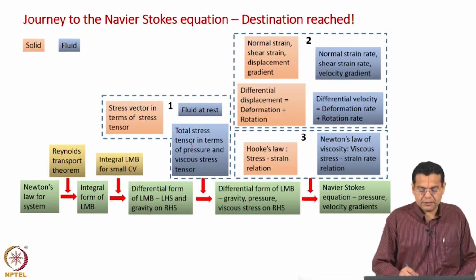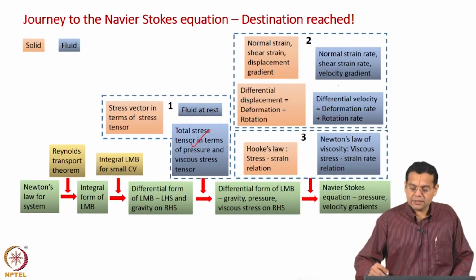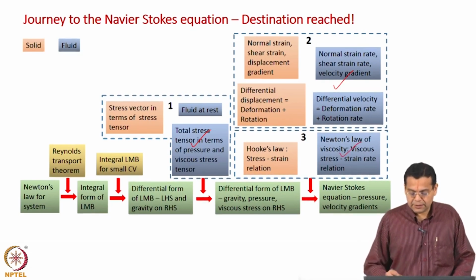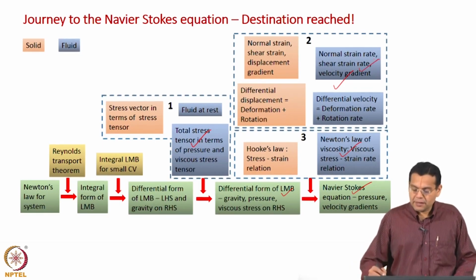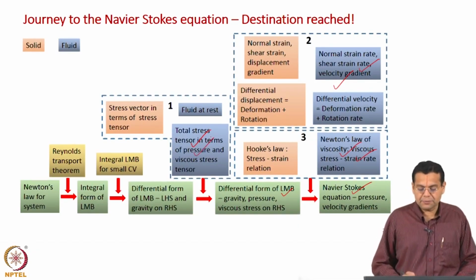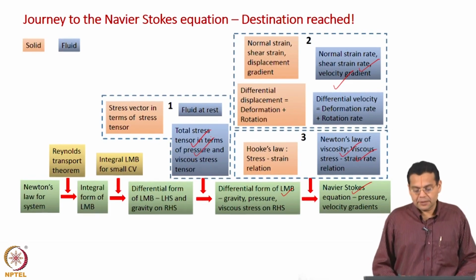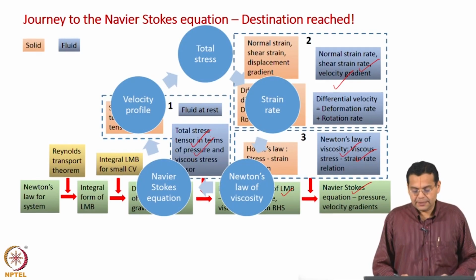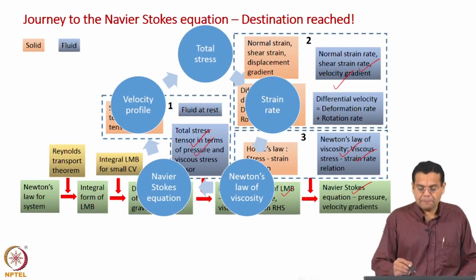We discussed viscous stress, total stress, then we discussed strain rate, related viscous stress and strain rate through Newton's law of viscosity, and substituted in the linear momentum balance to derive the Navier-Stokes equation. Now, we use the Navier-Stokes equation and find the velocity profile. Once I know the velocity profile, I can know the components of the strain rate tensor. I can find out the viscous stress tensor components using Newton's law of viscosity. Of course, it means this becomes known. Of course, we can draw the stress element as well. So, in one way, we have gone through a complete cycle, and that is what I have represented here.